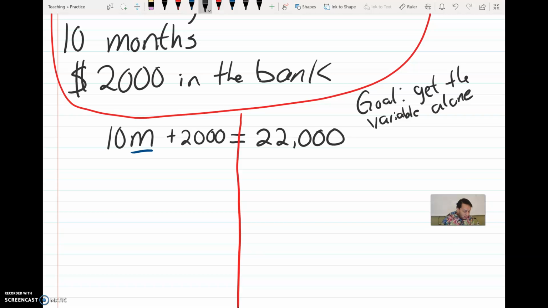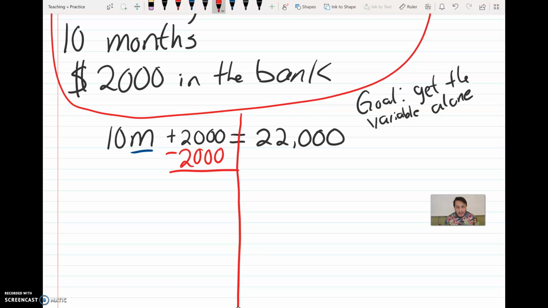To get this variable alone, there are many things that we can do, but I want to look at the constant of our left-hand expression. The constant here is 2,000. We want to get this constant out of our way so that it's no longer on the left side of our equation. To do that, we want to reduce it to 0, and we're going to do that by subtracting it by itself. So we're going to subtract 2,000.